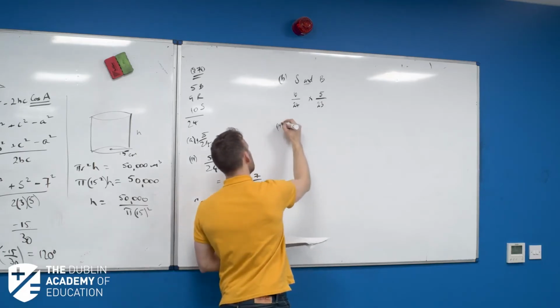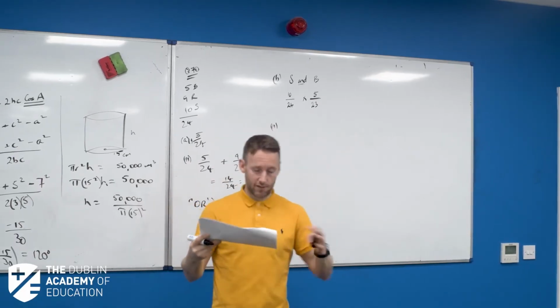Now B part 2. The question says, a car is selected at random.